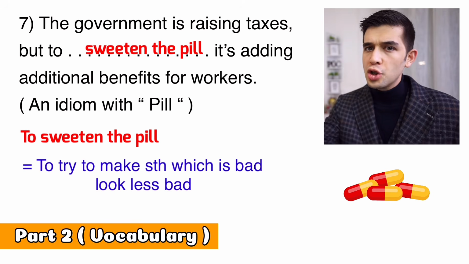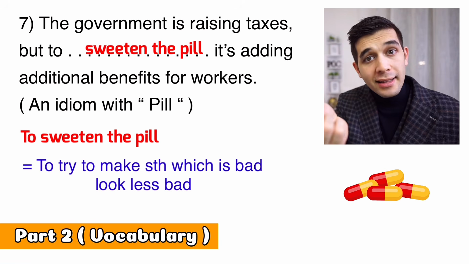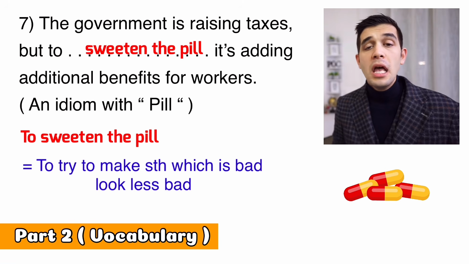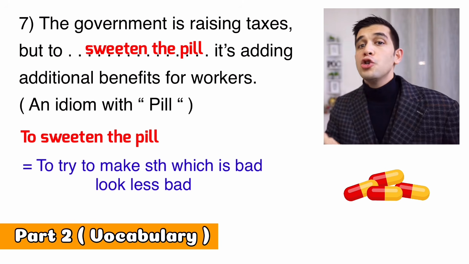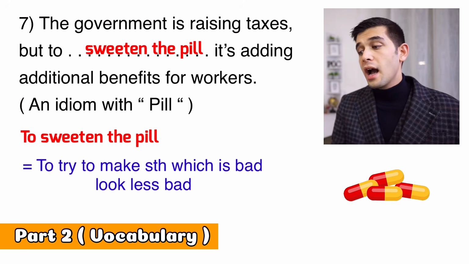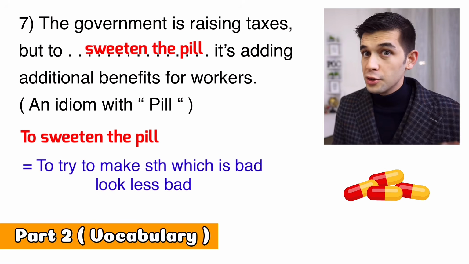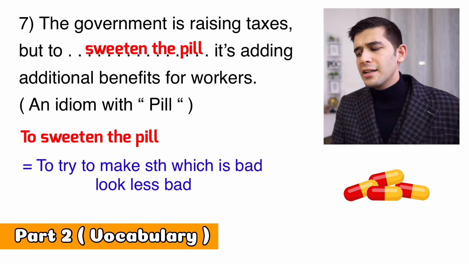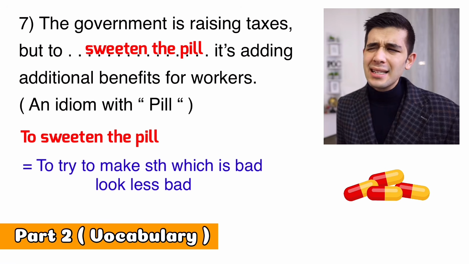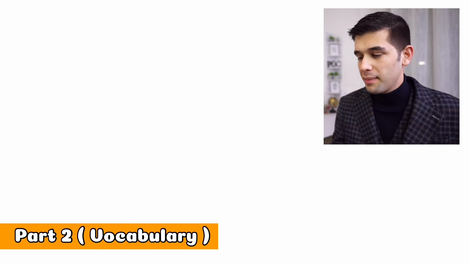Imagine you want to give a pill to a child. How can you do that? You offer the pill and you give a piece of chocolate and you say, if you take the pill, I'll give you this chocolate. That is the meaning of this idiom. To sweeten the pill means to make something bad seem less bad. Now here's the full sentence. The government is raising taxes, which is bad, but to sweeten the pill, to make it less bad, it's adding additional benefits for workers. So workers would say, we're paying higher taxes, but hey, there are additional benefits, right? Enough with the idioms. Let's have another type of question.